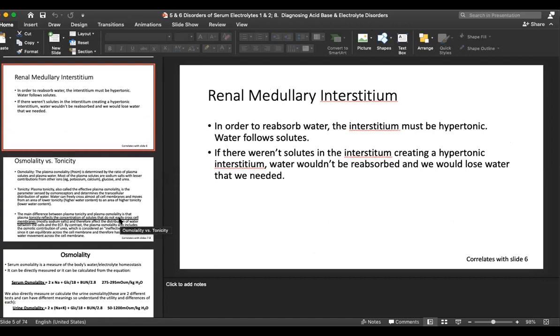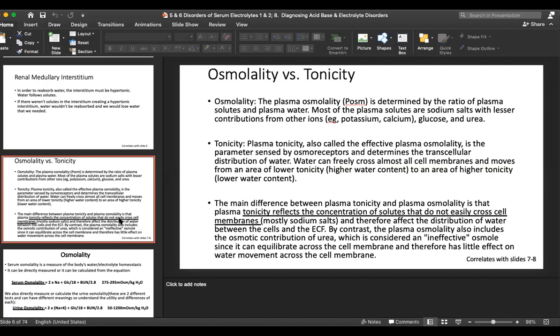So the medullary system, that in the interstitium, it must be hypertonic because, again, water follows solutes. If there's not enough solutes to create that hypertonic interstitium, then water can't be reabsorbed, and then we lose the water that we need.